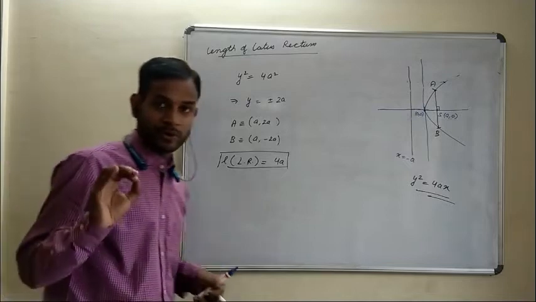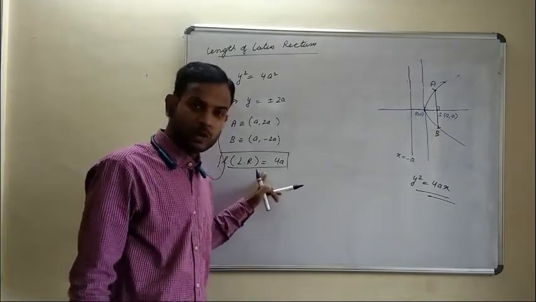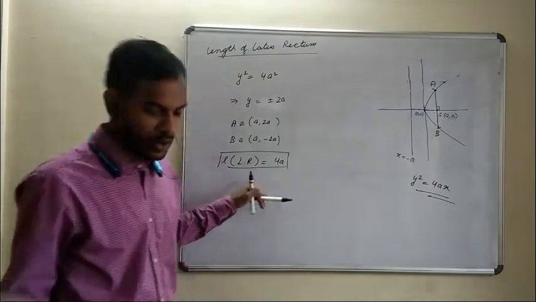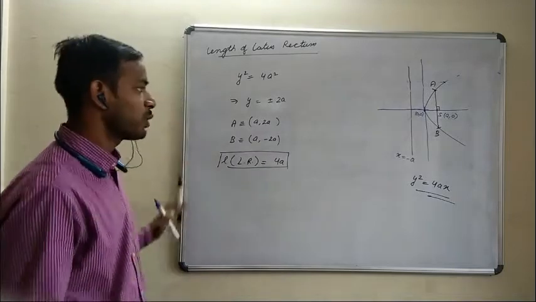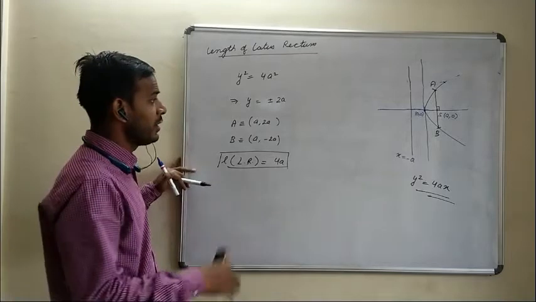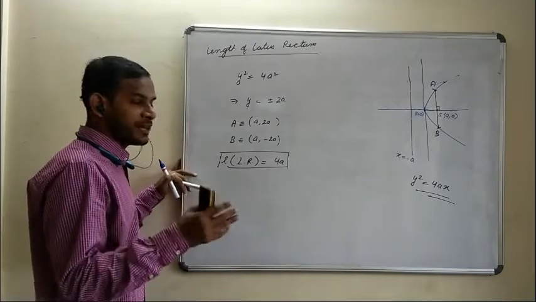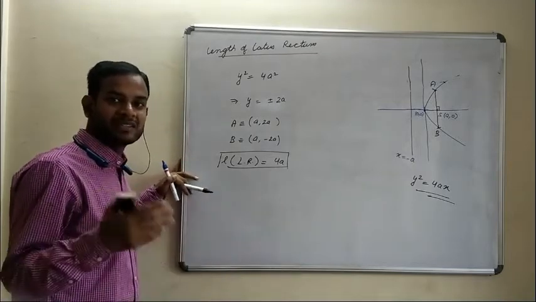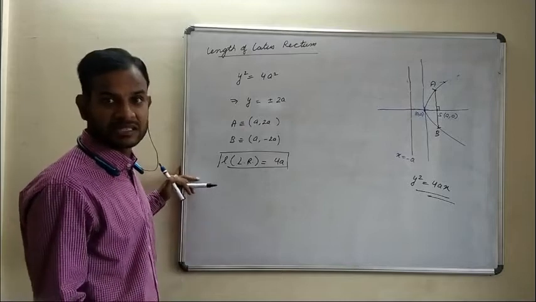Now I am going to draw a diagram which will help you to deal with any random parabola, for the case where the vertex is not the origin and the axis is not the x-axis.